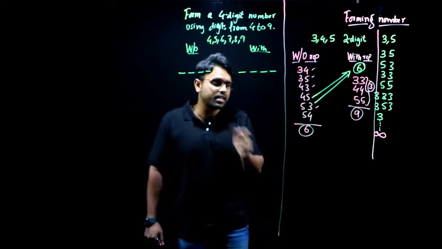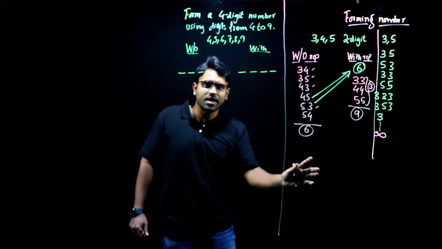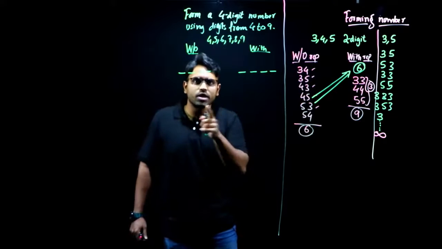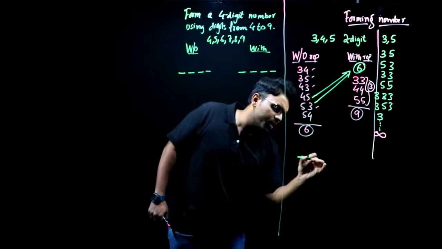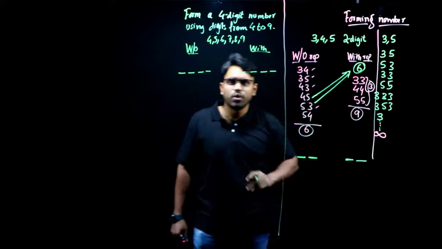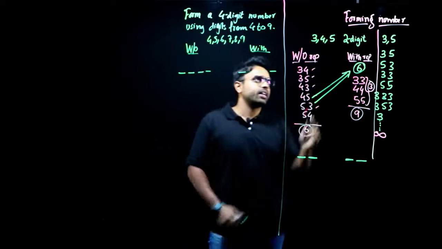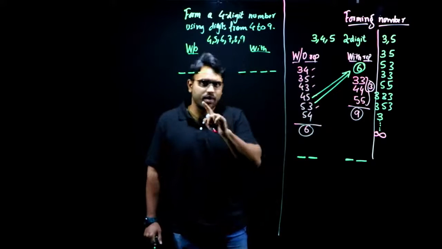Listen carefully. I'll take up a small example here itself. Let's try to solve this one and understand, and then implement our learnings into this question. To form a two-digit number, how many blank spaces do I need? I need 2 blank spaces. Do you agree? Now, start thinking. Without repetition, the number you have used once, you cannot use it again.